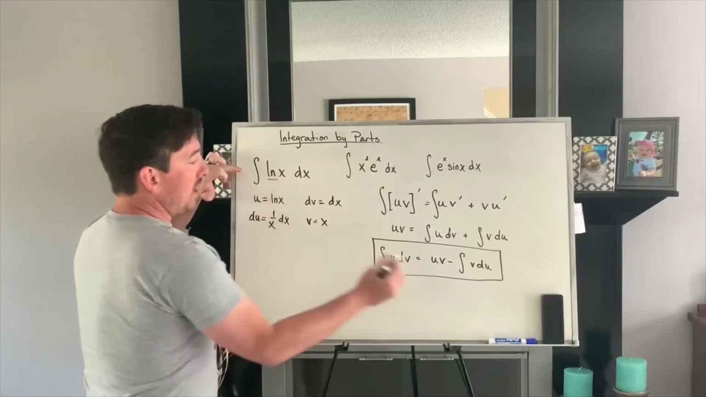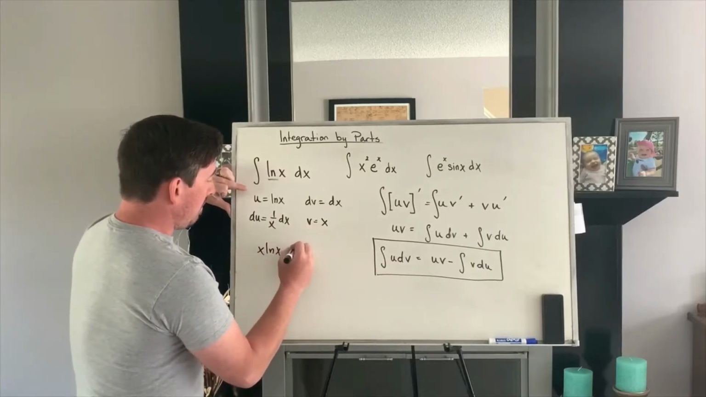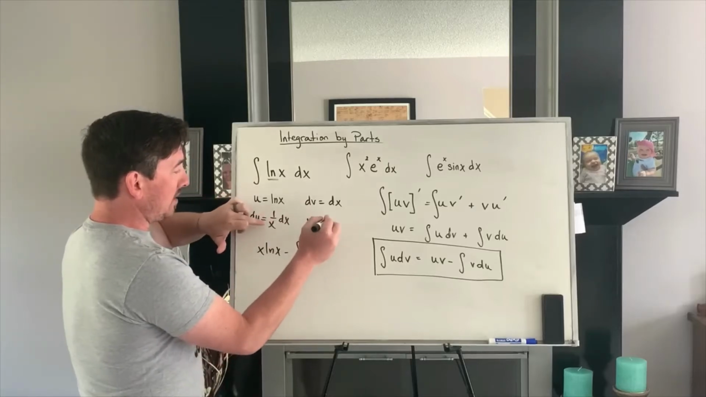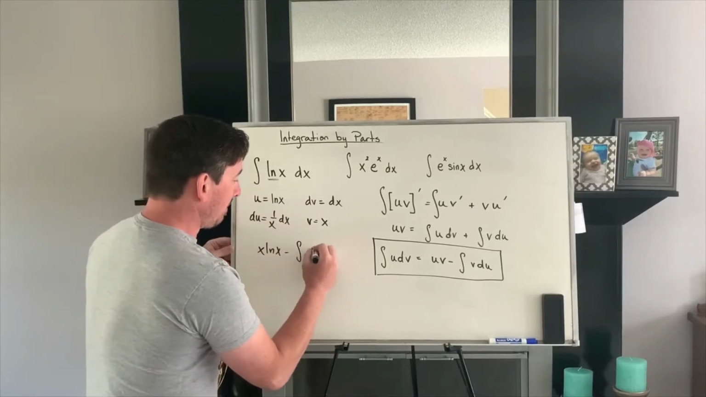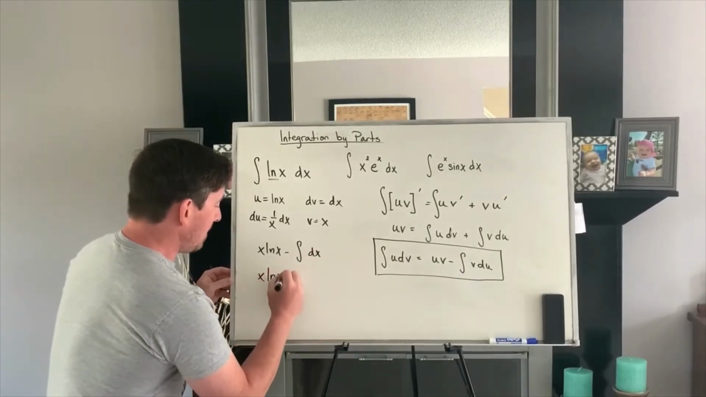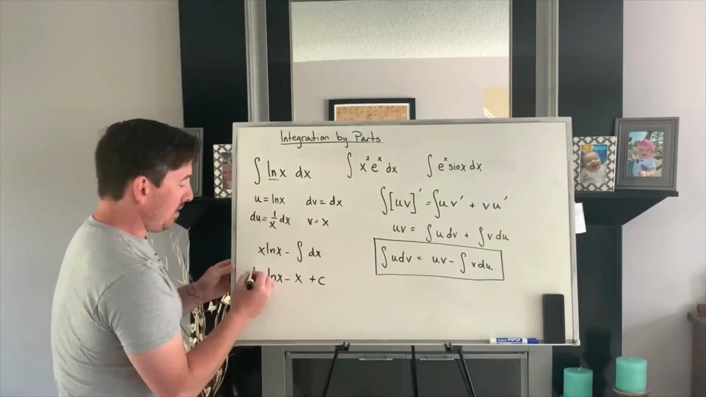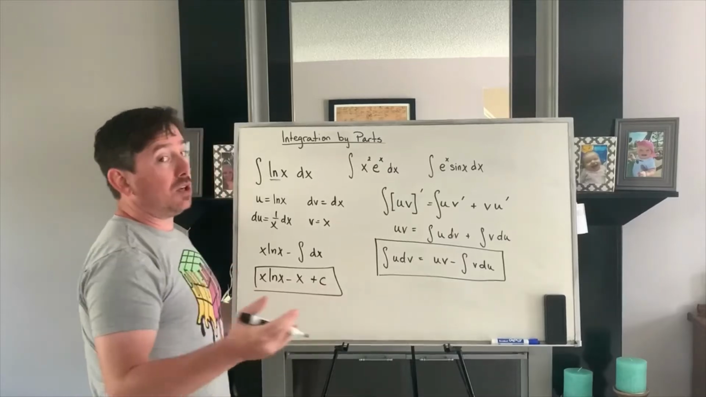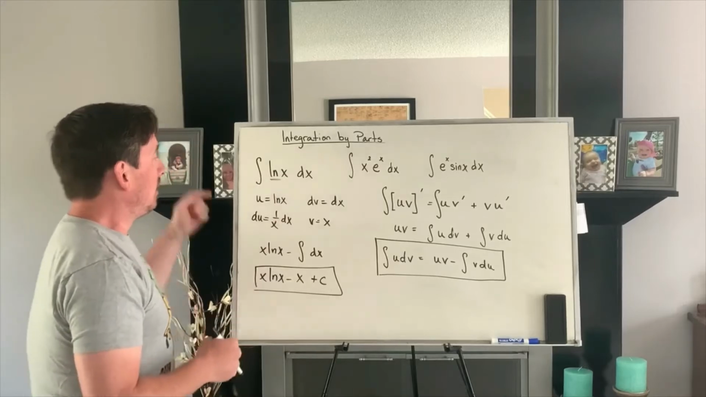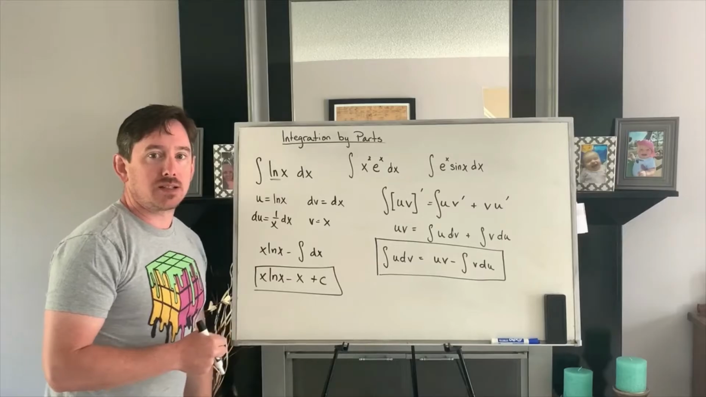So this expands to u times v, which is x log x, minus the integral of v du, which is, well, the 1 over x and x cancel, and you just have dx. Simplest integral on the planet. x log x minus x plus c. So now you actually do have an integral rule for just log x. You can have that memorized now, or you can just always use integration by parts when you have to integrate log x.